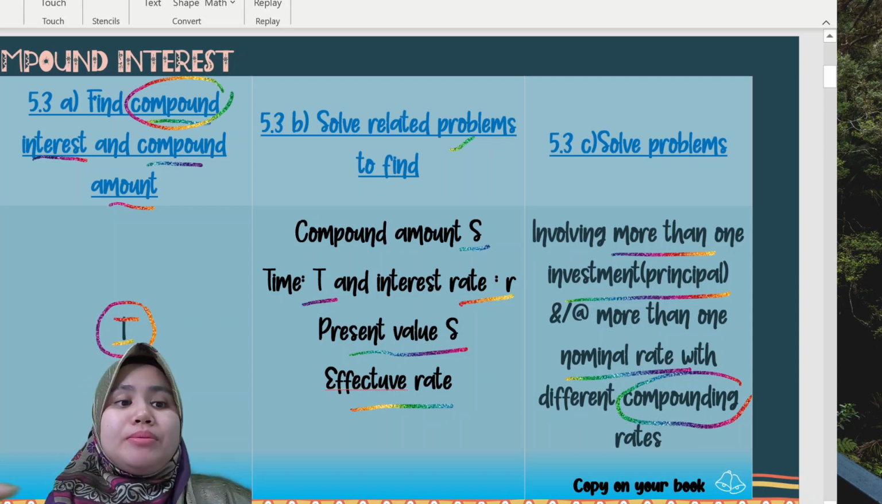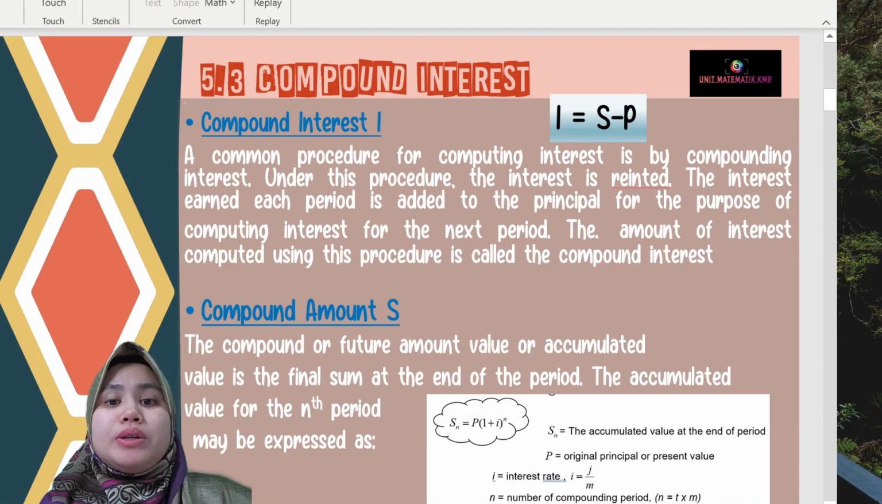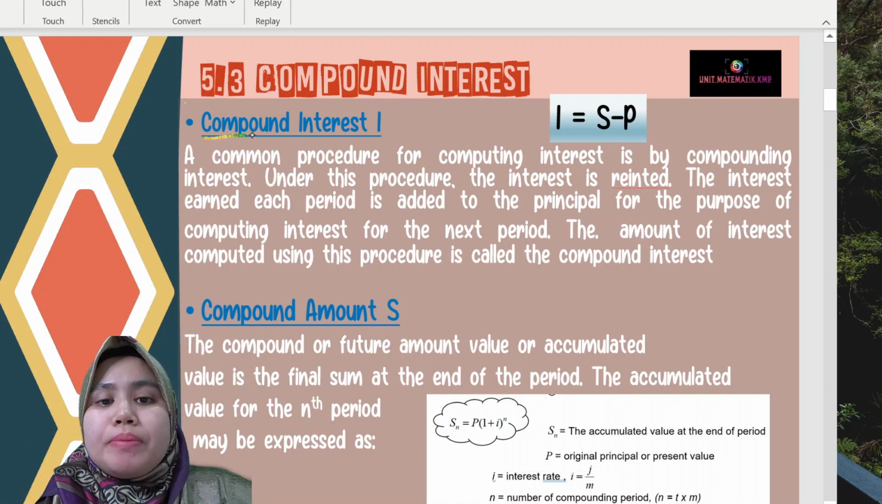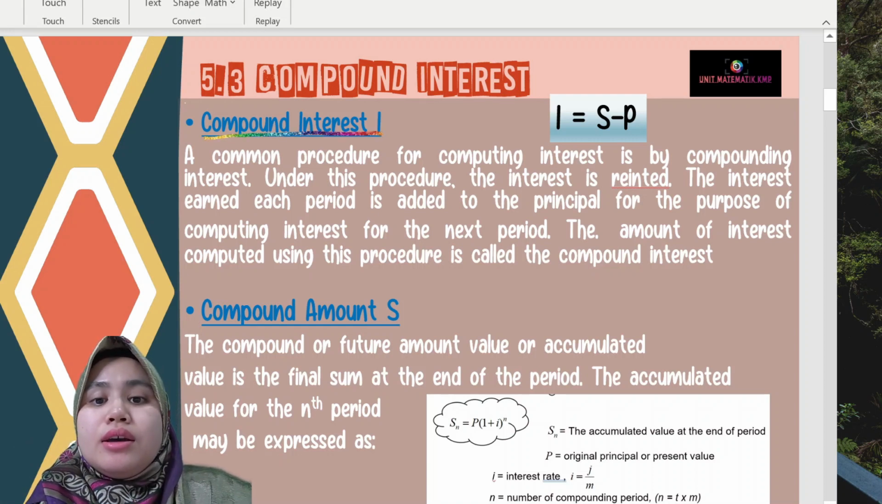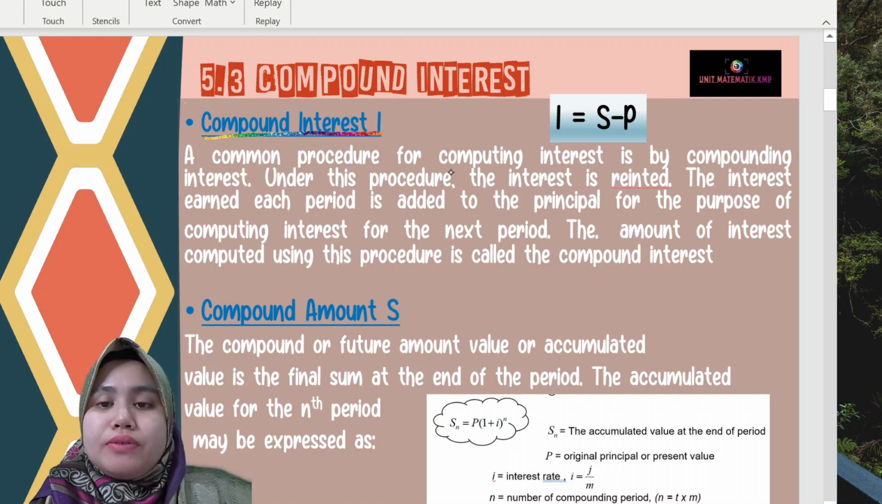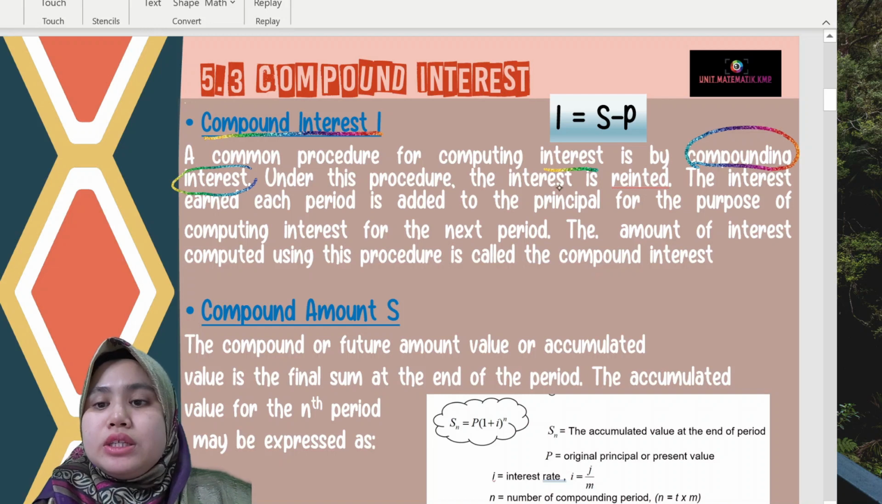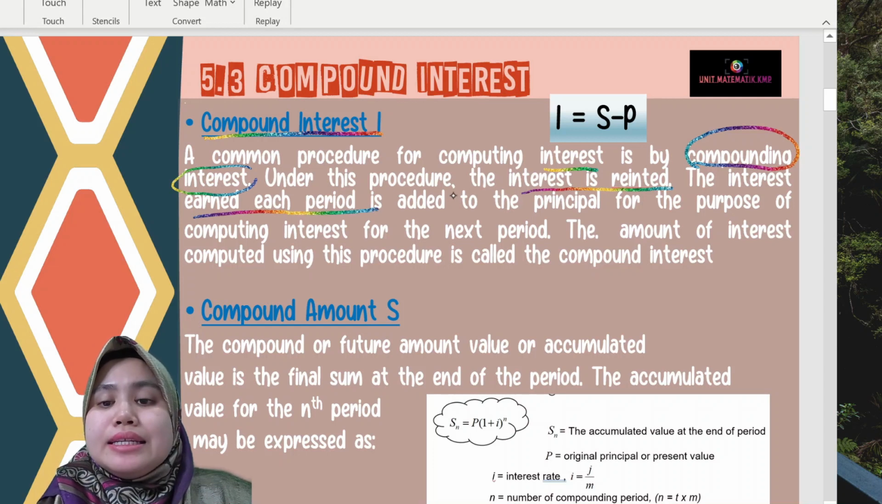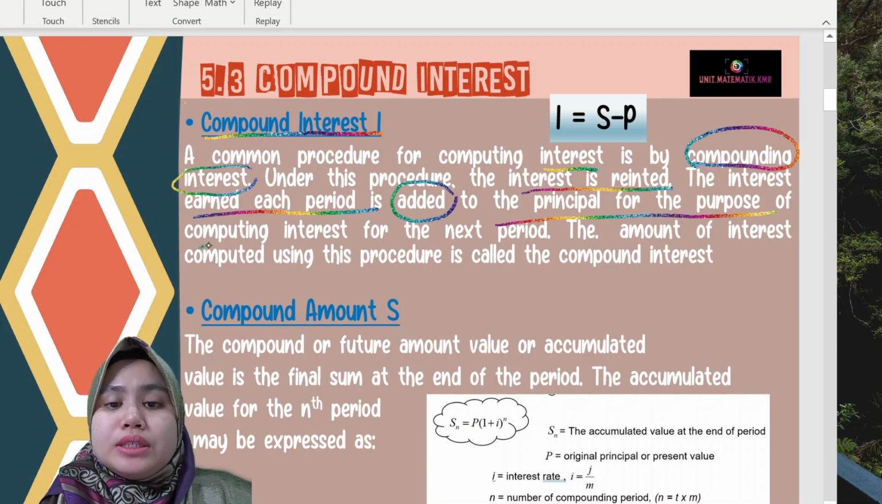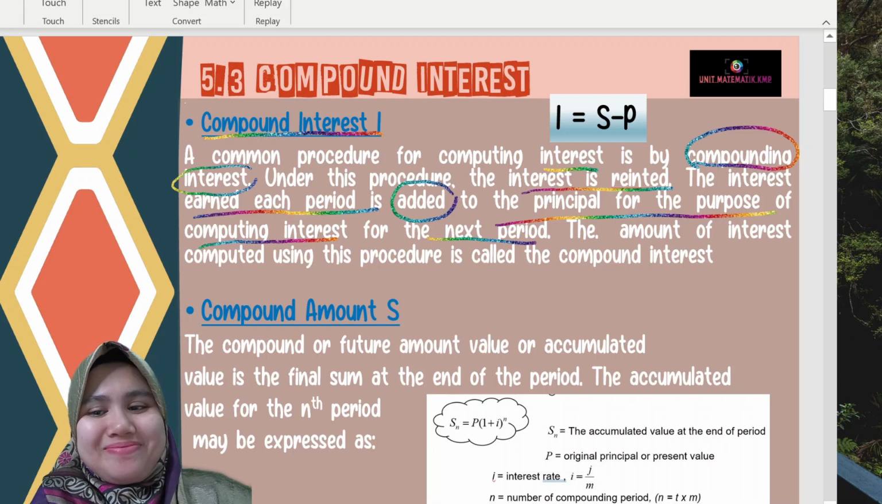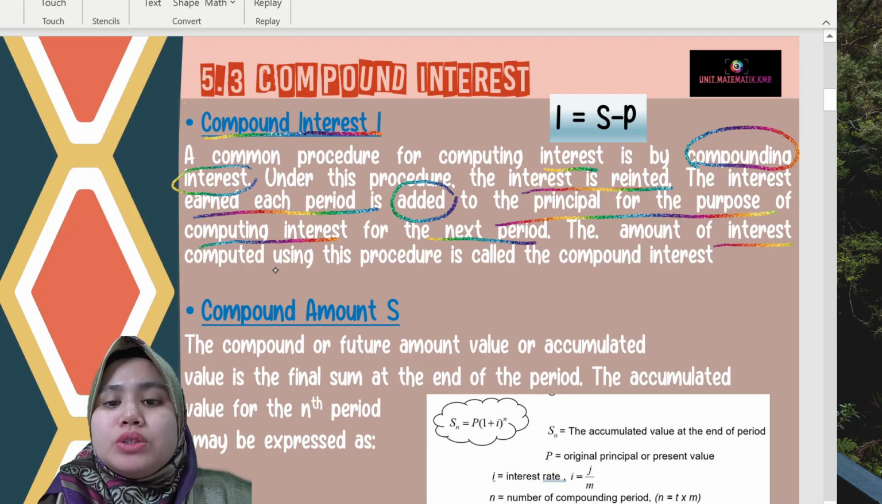So to look further, let's learn more. What is compound interest? Compound interest, or capital I. A common procedure for computing interest is by compounding interest. Under this procedure, the interest earned each period is added to the principal for the purpose of computing interest for the next period. The amount of interest computed using this procedure is called the compound interest.